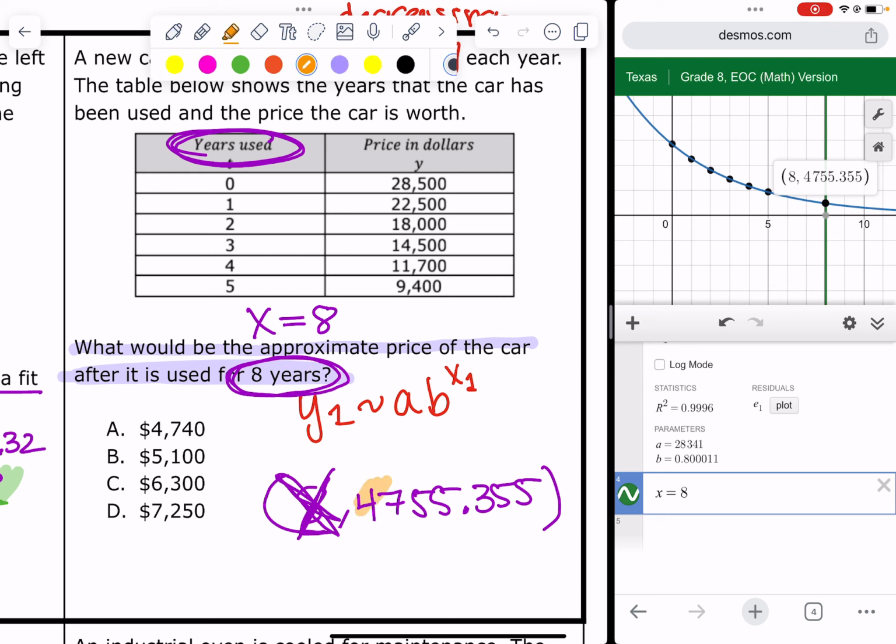So I need to look at this number, 4755.355. I'm looking for the closest answer. So the closest answer would be A. Great job, everybody. So smart.